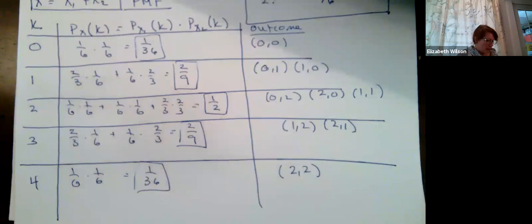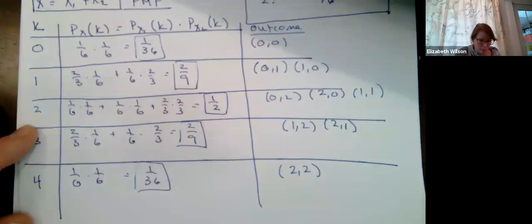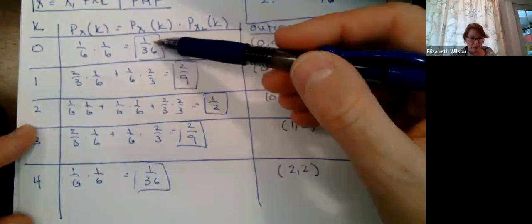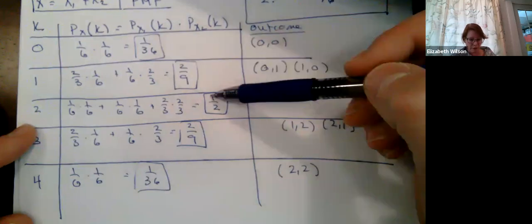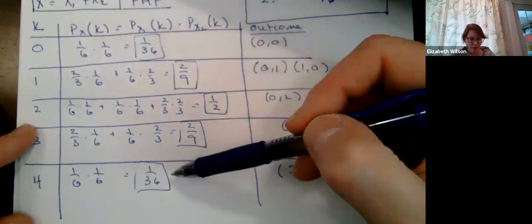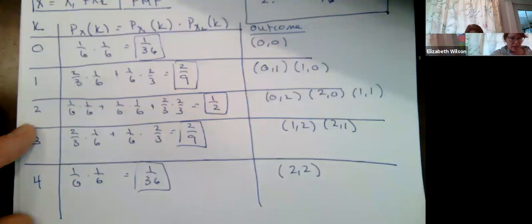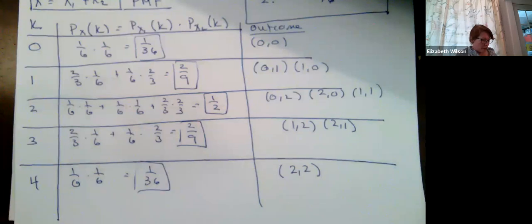So let's just do a quick cross check. If I sum up 1/36 plus 2/9 plus 1/2 plus 2/9 plus 1/36, all of these things should sum up to 1. And they do. That's a good cross check. It helps you know if you've thought about things correctly. If they don't sum up to 1, then maybe you calculated your probabilities wrong.